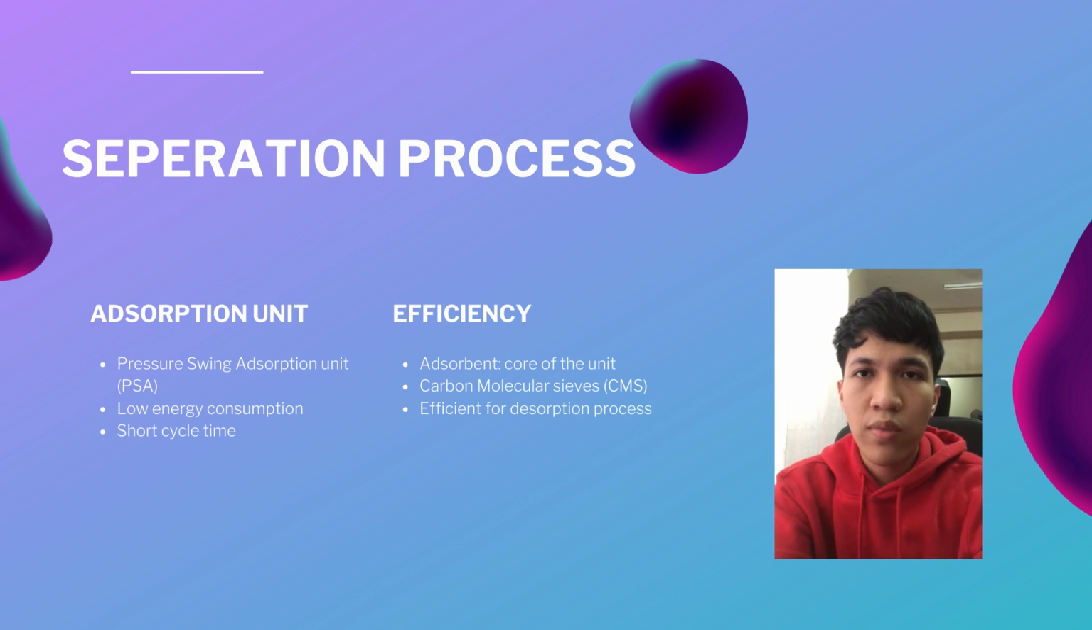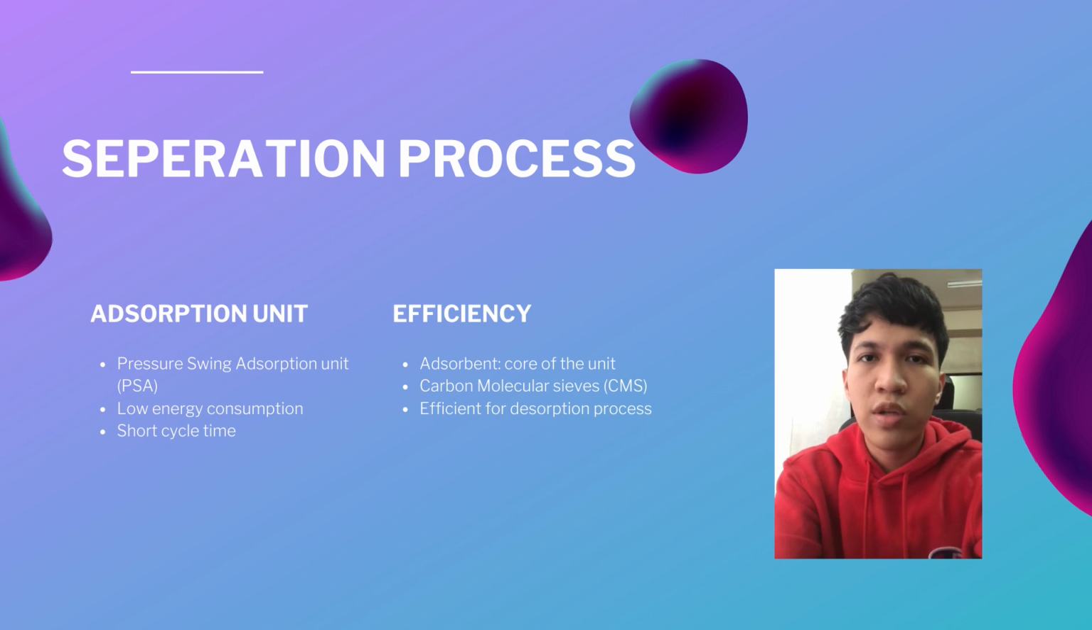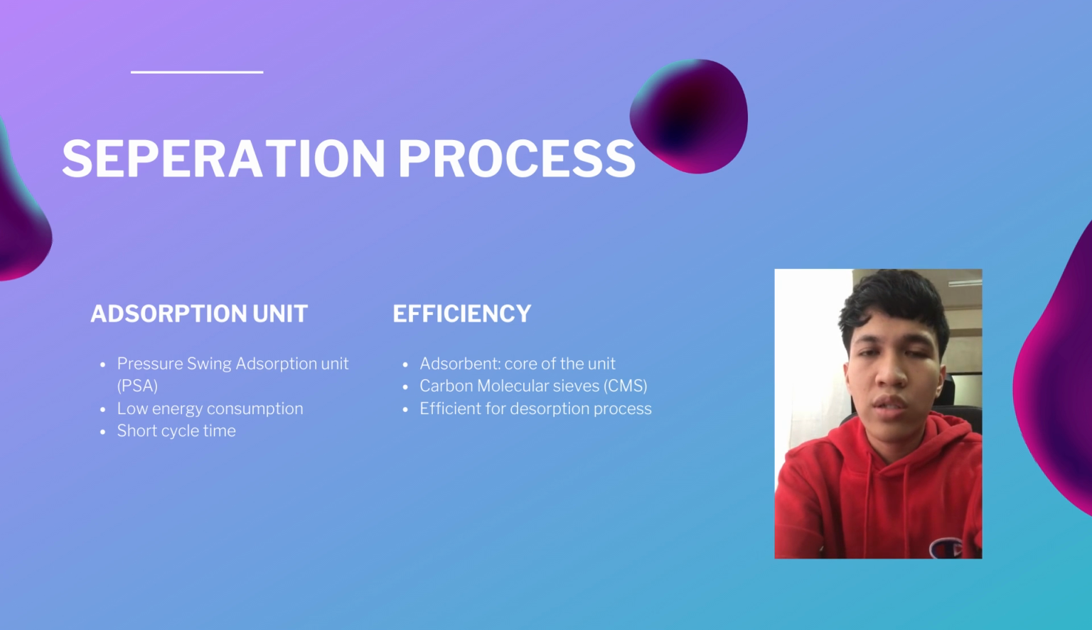Hello, I'm Nasrullah. Now I will explain briefly about our selection of separation unit for this project. The separation processes that we propose are the adsorption process and the membrane process. For the adsorption process, we choose a pressure swing adsorption unit to separate carbon dioxide from the biogas. This unit requires low energy consumption. We recommend this unit due to its short cycle time when compared to other technology.